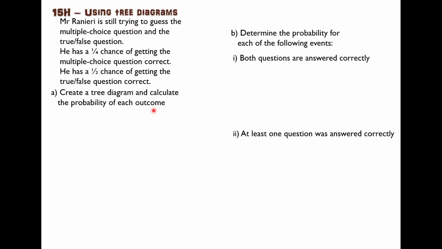Okay, so for a tree diagram, we first put at the top the two different steps of the experiment. The first step is that Mr. Ranieri does the multiple choice question, and the second step is the true or false question. Let's list all of the outcomes for the multiple choice question. Well, either he gets it correct or he gets it incorrect. These are not equally likely. It says there's a quarter chance of getting it correct, but there's a quite likely chance you'll get it wrong.